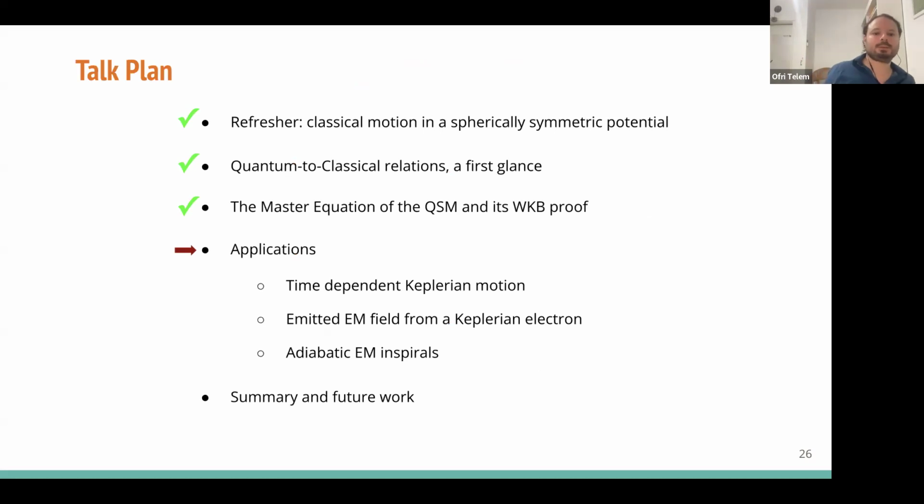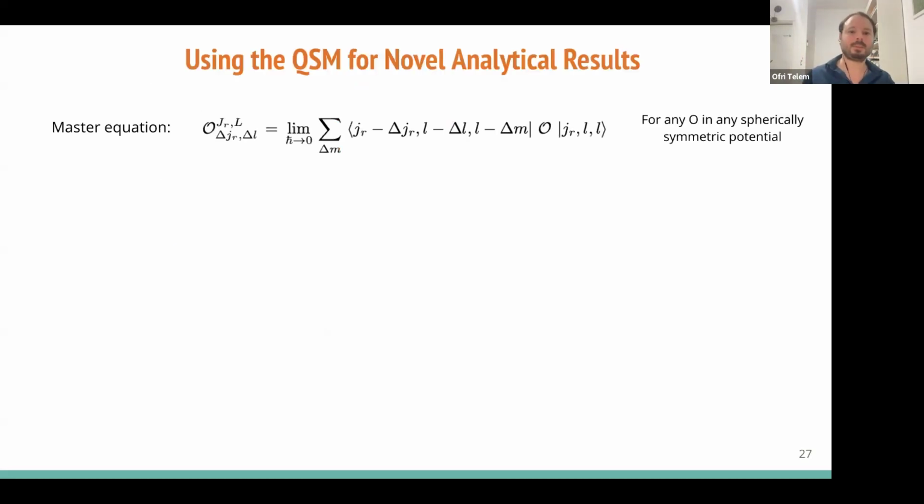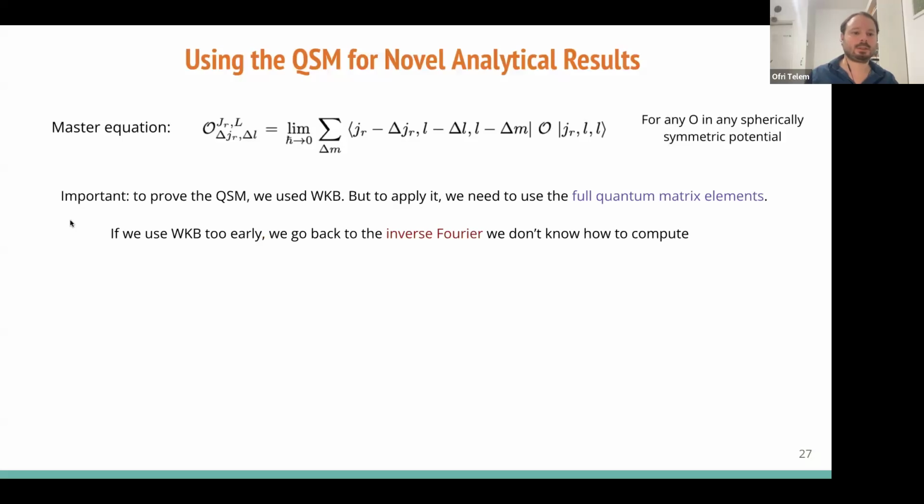Good. So let's do some applications. First, let me tell you the general algorithm. We have the master equation, and to prove it, we use WKB. But to actually apply it, we can't use WKB. There's no, again, free lunches, right?